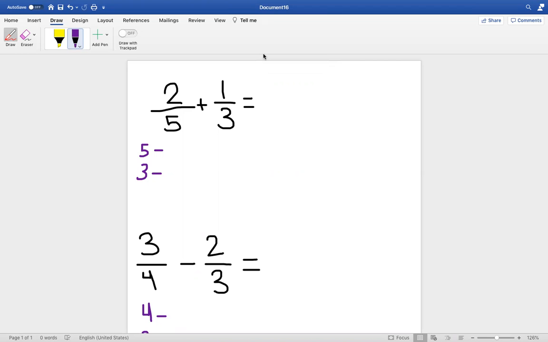So if you remember, in order to add or subtract fractions, they have to have a common denominator or like denominators. And as you can see, our two practice problems on the board do not have like denominators. So before we can add and subtract these fractions, we first have to find common denominators, then we can add.